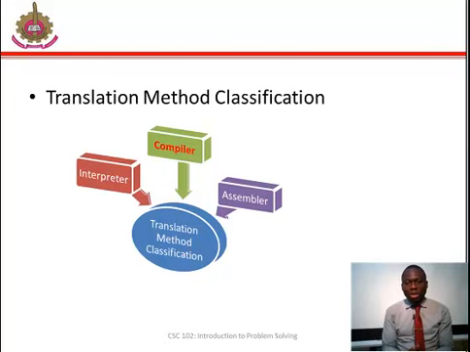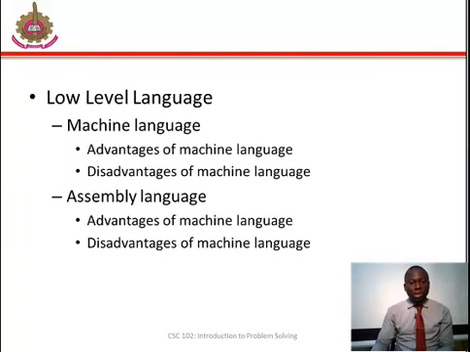Now, let's look at the third translator, which is the assembler. You have already been introduced to the assembly language, which is neither compiled nor interpreted. The language is simply assembled. Since the assembly language is already close to the machine language, assembling a program is therefore less time consuming than compilation, that is the compiler.